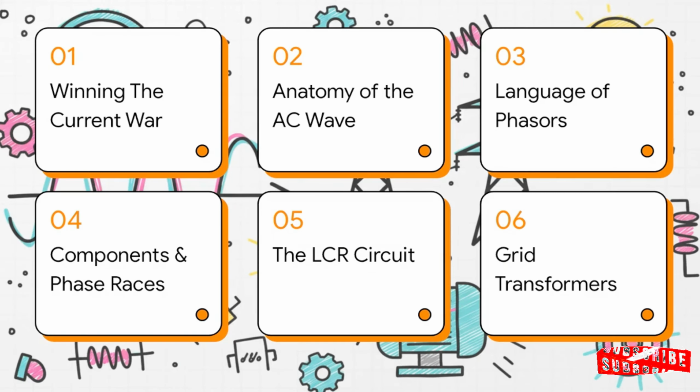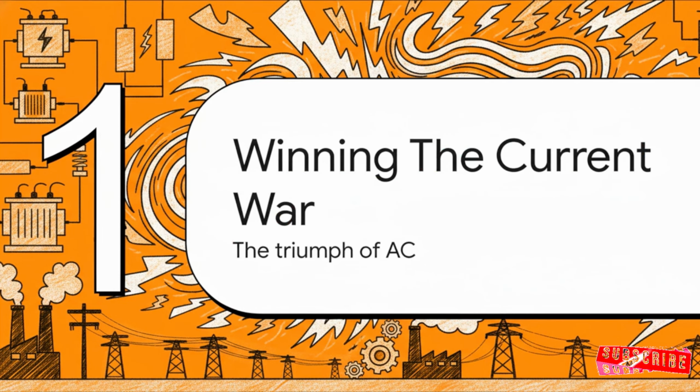Now, because this topic is just packed with incredible physics and engineering, we're going to treat this like a step-by-step beginner tutorial. We'll follow a clear roadmap today, starting with Part 1, Winning the Current War, then the anatomy of the AC wave, learning the language of phasors, exploring components and phase races, synthesizing the LCR circuit, and finally, transformers, the grid's engine. All right, let's jump right into Part 1, Winning the Current War, and the triumph of AC.